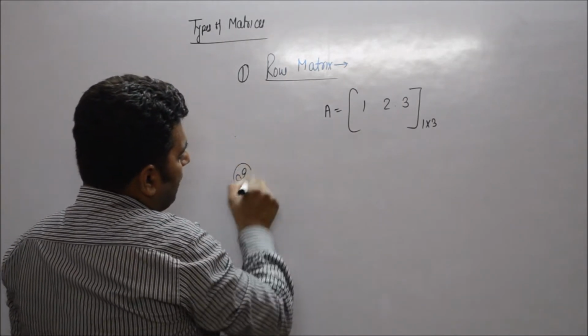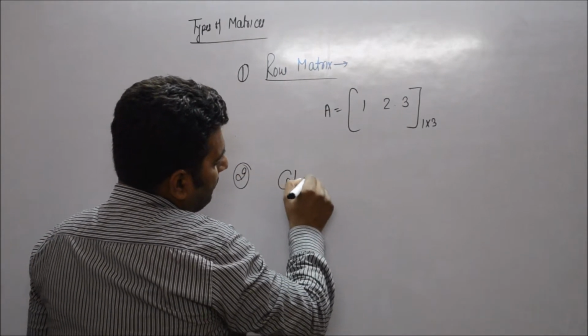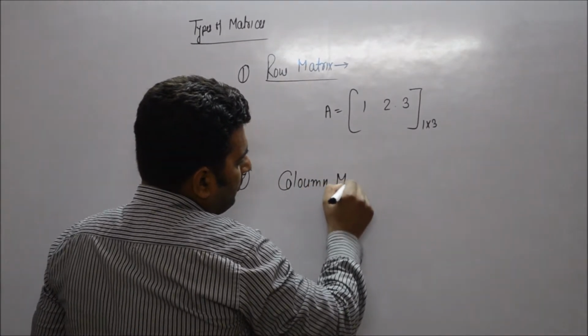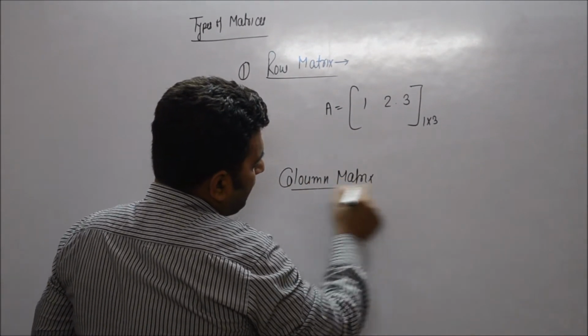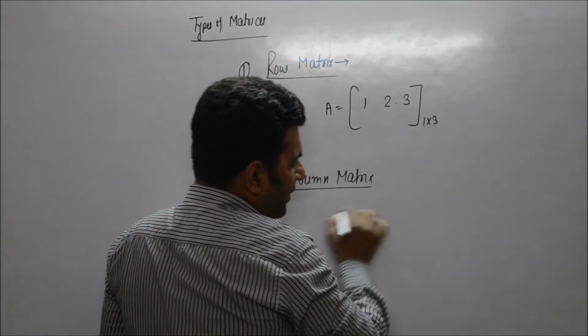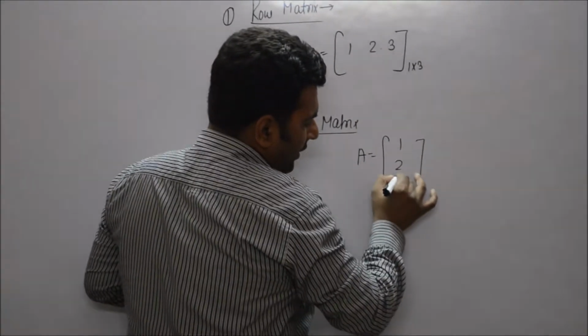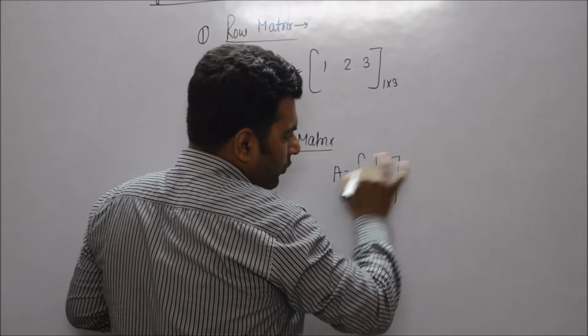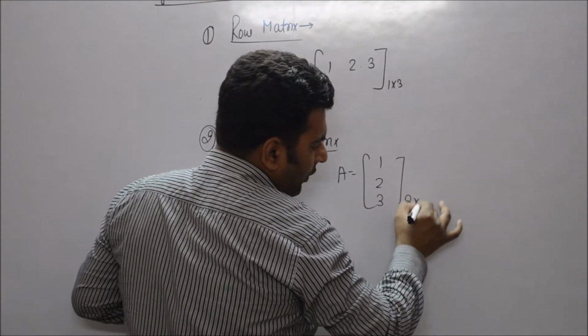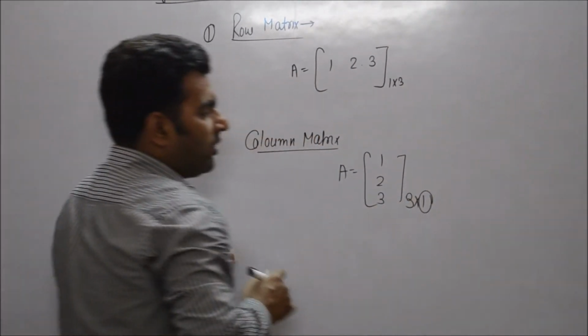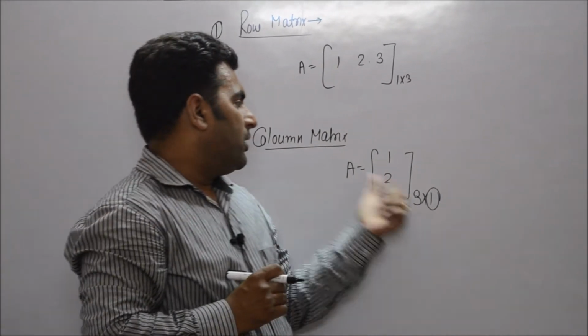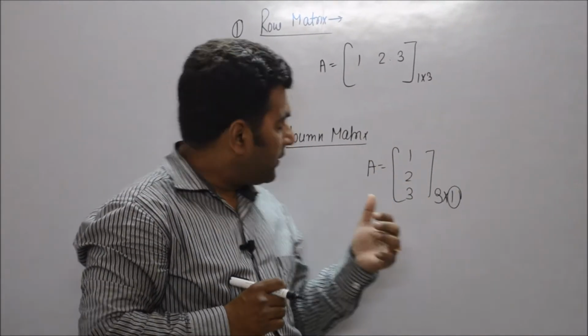The second is called a column matrix. In this matrix, the number of columns is 1 only. For example, if I write 1, 2, 3 as rows, then how many rows? 1, 2, 3, and only one column. Because the number of columns is 1, this matrix is called a column matrix.